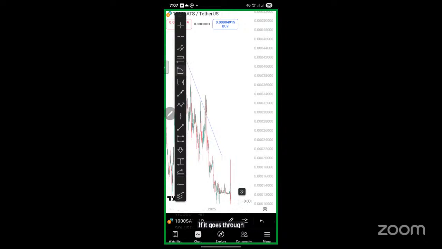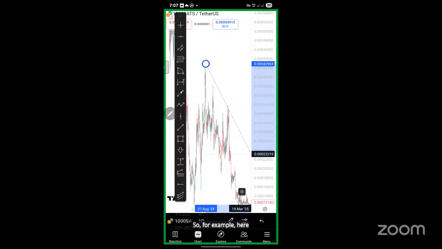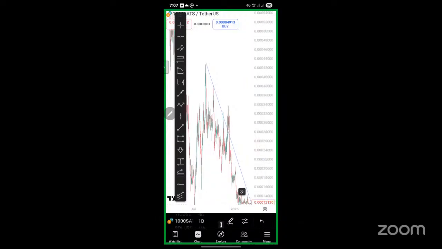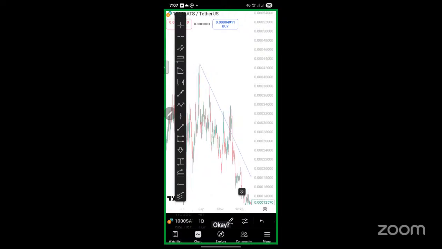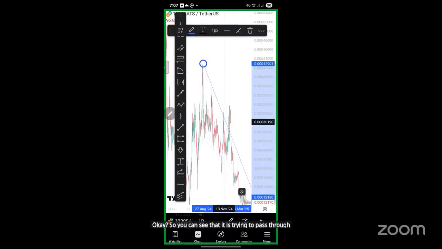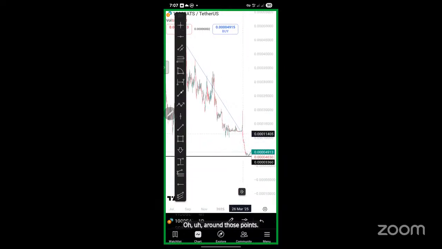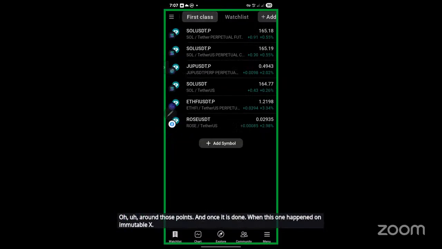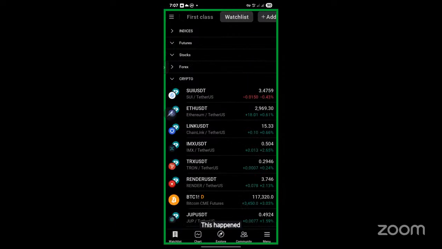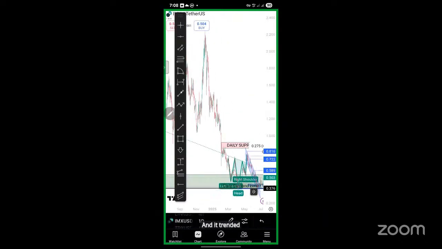A trend line is, most of the time, respected if it goes through very many points. So for example here, most of the time I will not force it. You can see that it is trying to pass through 1, 2, 3, 4 of those points. This one happened on Immutable X, and it trended like that.